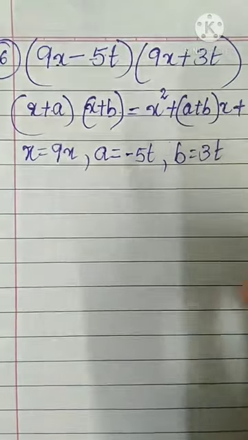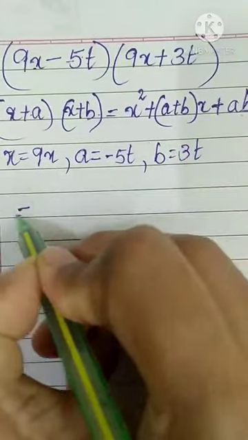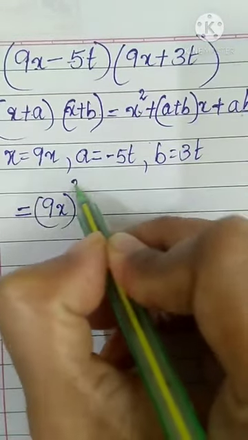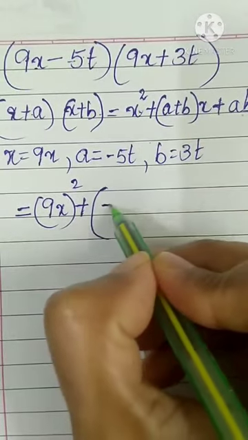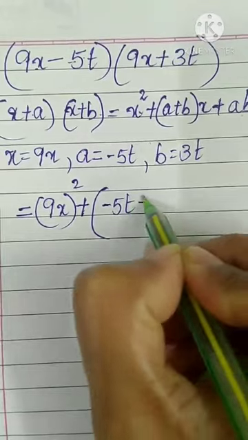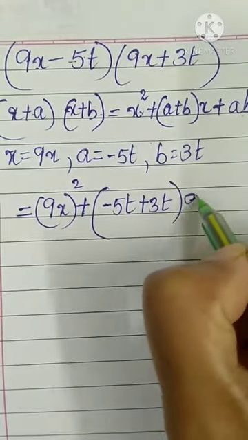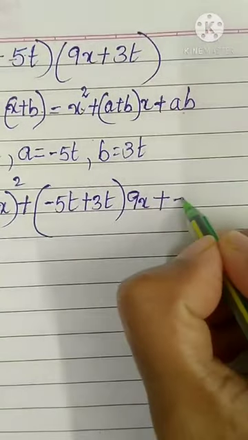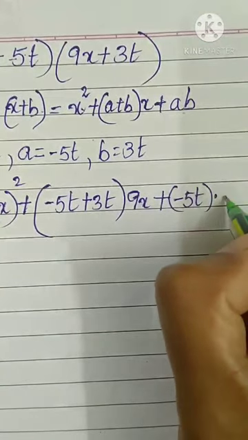Substitute here. Wherever you see x, you will put 9x. So, equal to, in place of x, we'll put 9x square plus, bracket start, a is minus 5t plus b is 3t multiplied by 9x plus a is minus 5t, put it in bracket, into b is 3t.